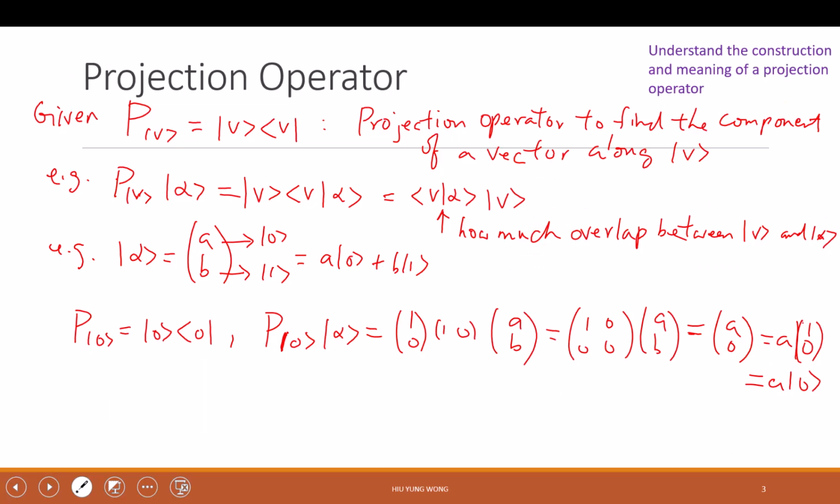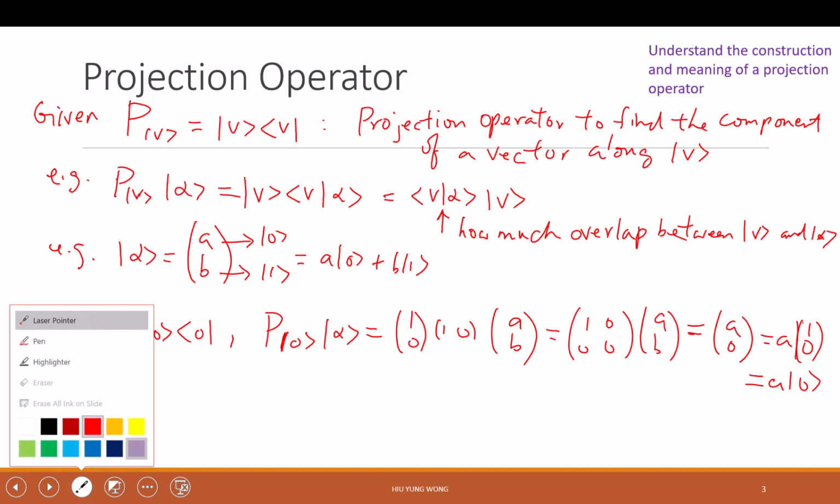Let's continue what we left over from last time. We introduced an operator called the projection operator. Based on the name, just imagine you have a vector in a 3D space and you want to project it onto something. It's basically like shining a light on it and projecting it onto another vector.